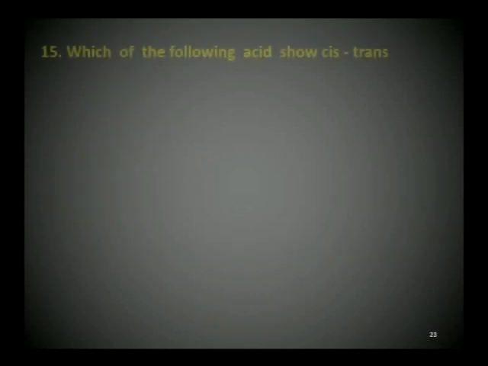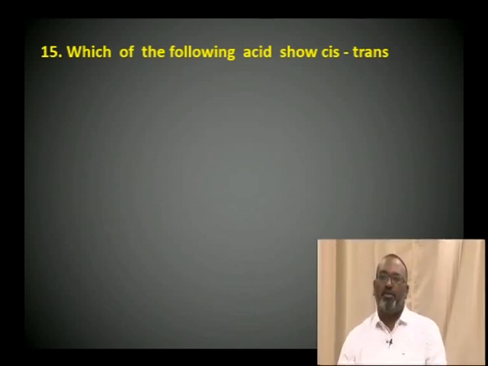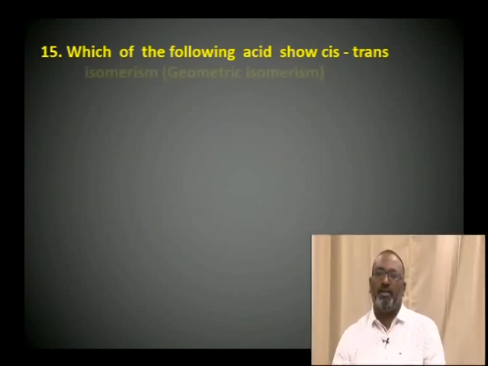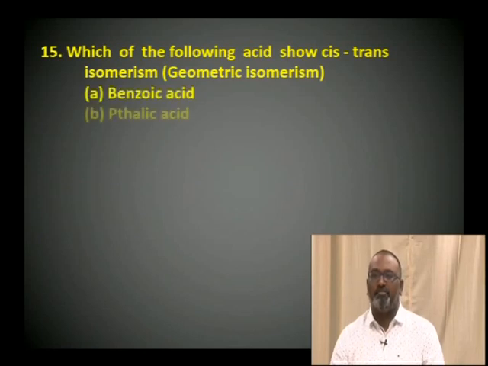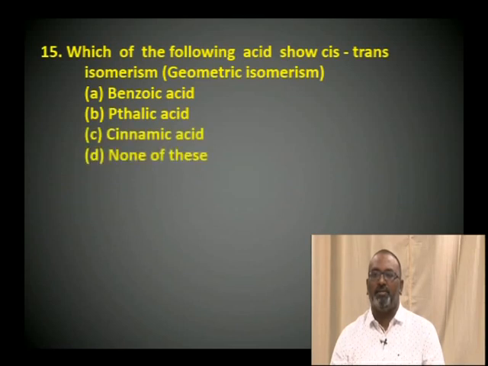Question number 15. Which of the following acids shows cis-trans isomerism, which we also call geometric isomerism? Benzoic acid, phthalic acid, cinnamic acid, or none of these?